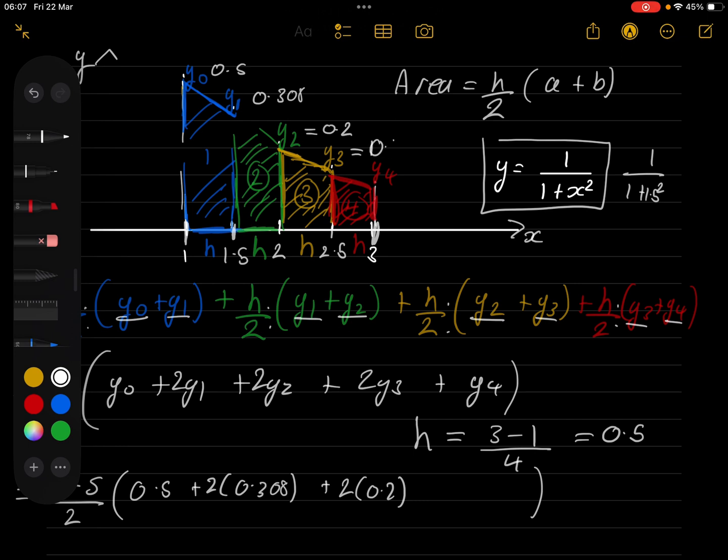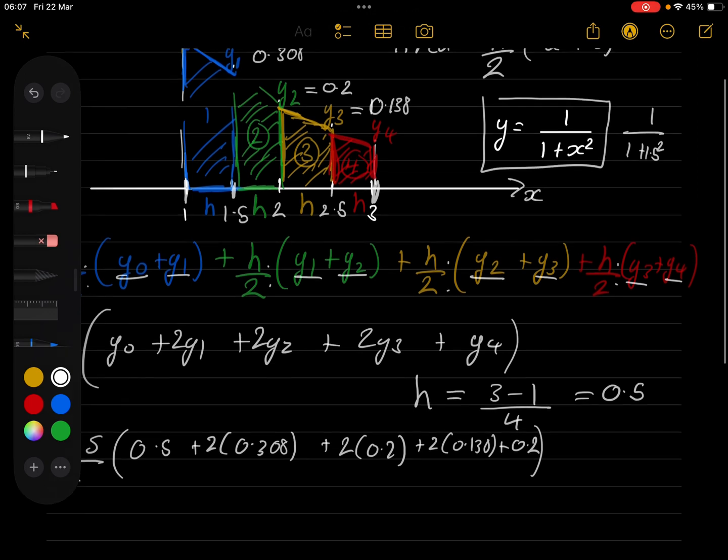So 2 times 0.138. And then if you put x equals 3 into that formula, you get your last coordinate of 0.1. And then if you type that whole calculation into your calculator, I get the following approximation for this area as being about 0.473, where we've rounded to 3 decimal places. And we've succeeded in our aim.